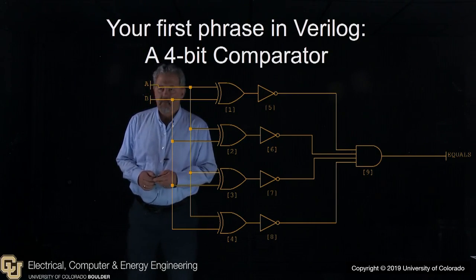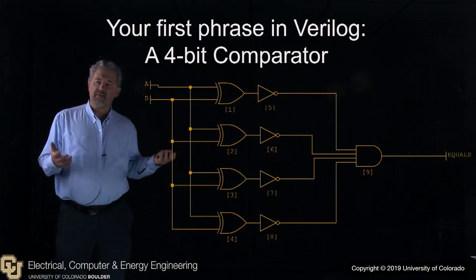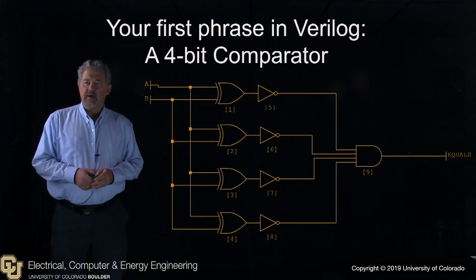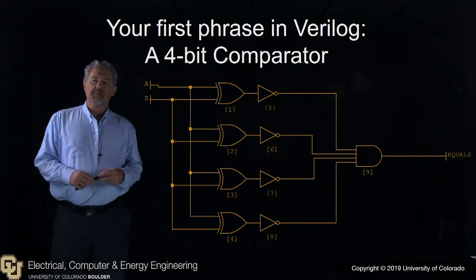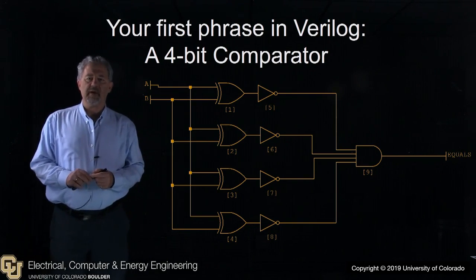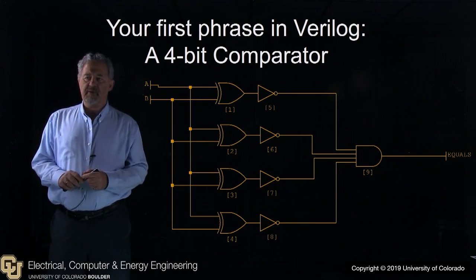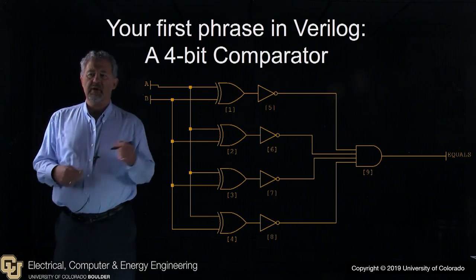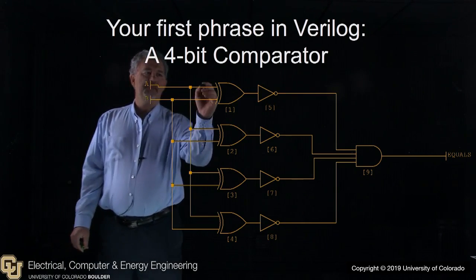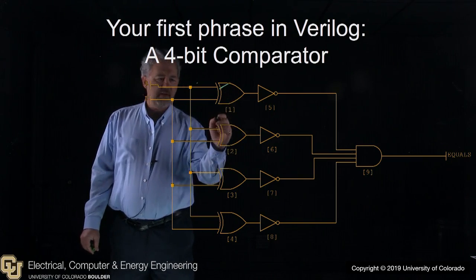So this is an example of a first phrase. It's a 4-bit comparator. Here what you see is a number of gates that have been combined together. The idea here is that we're going to compare two 4-bit vectors, A and B. And to do that, we're going to use these XNOR gates here.